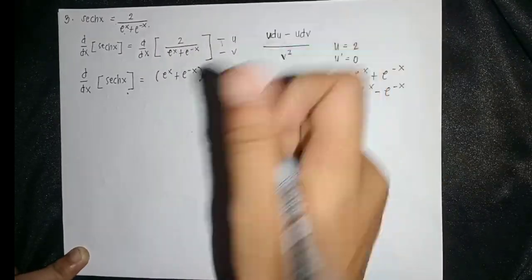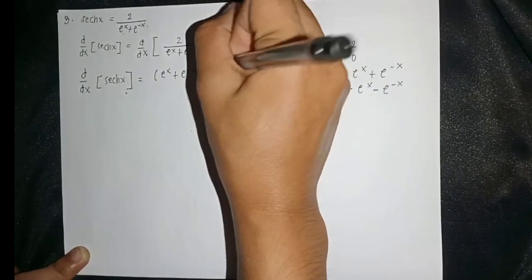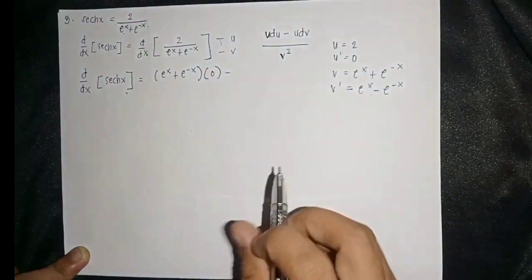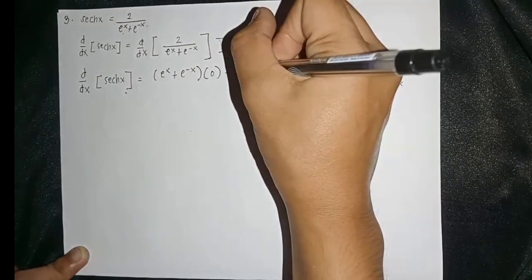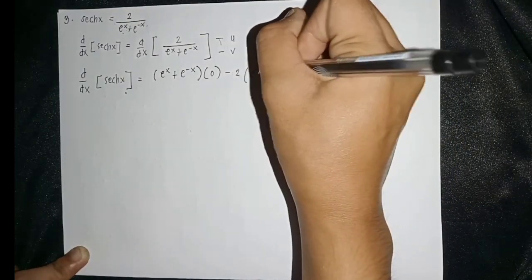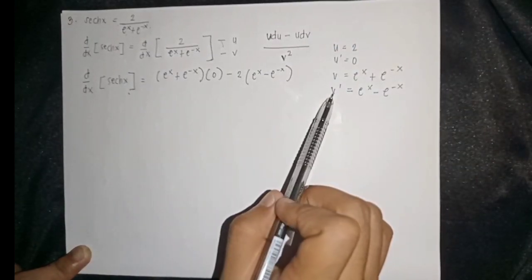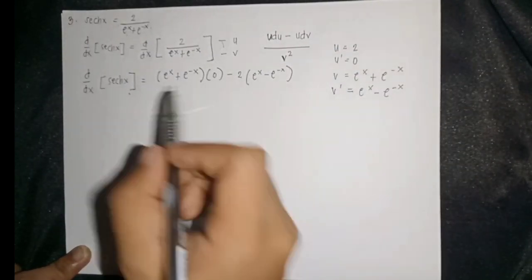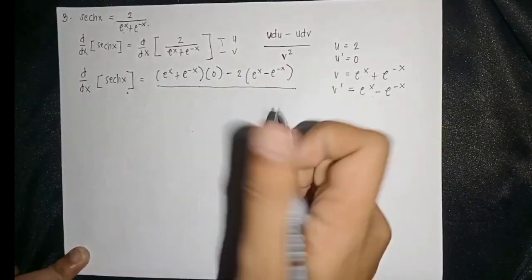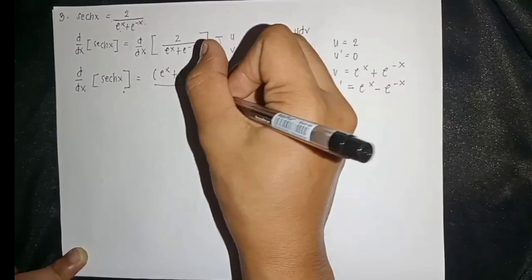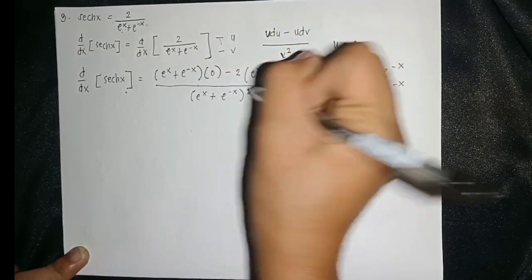For v, we have e raised to x plus e raised to negative x. And for our du, which is 0, minus our u, which is 2, times the dv, which is e raised to x minus e raised to negative x, all over v squared, which is e raised to x plus e raised to negative x, squared.